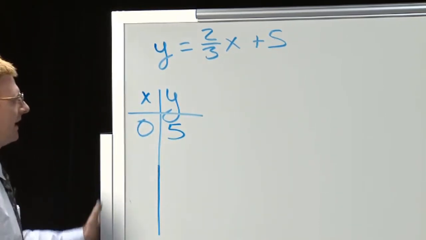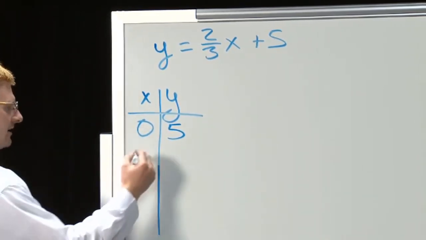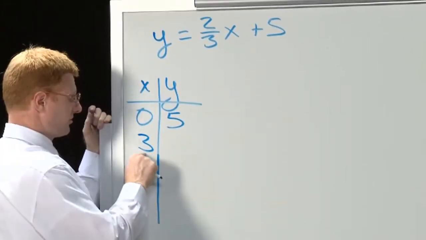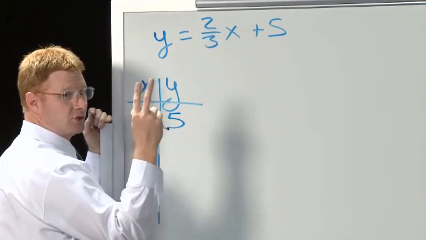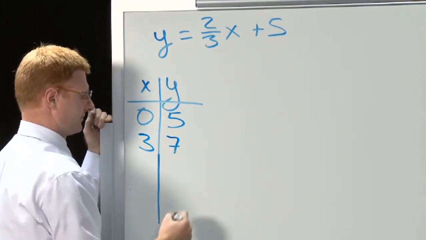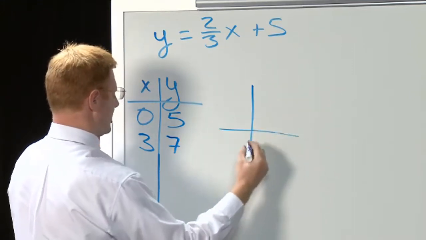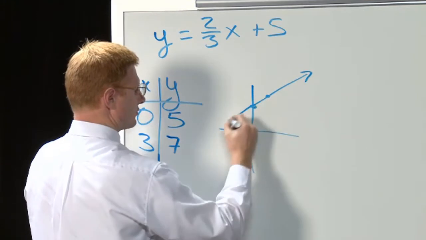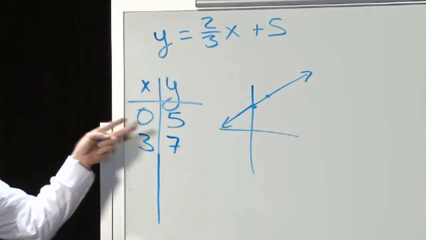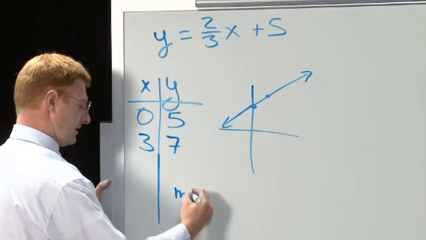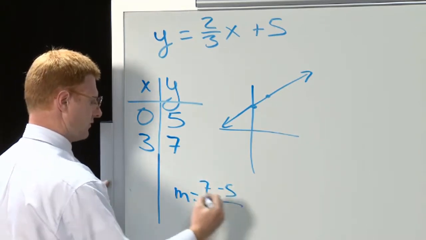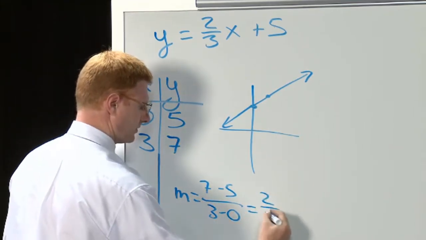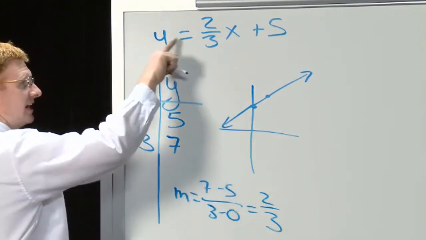It's kind of nice. And stick in another point. I don't know, 3. 3 is kind of a nice one. You could stick in anything you want, but 3, 2/3 times 3 is 2. Plus 5 is 7. So when you graph it, you have 0, 5, 3, 7. There's your line. Now, the slope. How do we get a slope between 2 points? We're going to take m equals 7 minus 5 over 3 minus 0, 2/3. Slope of this line is 2/3.